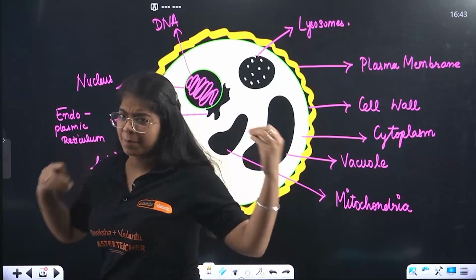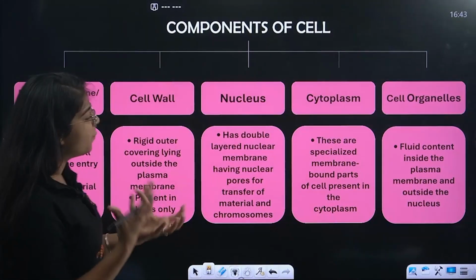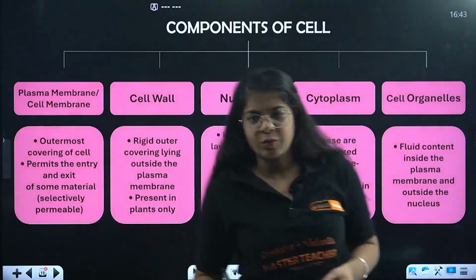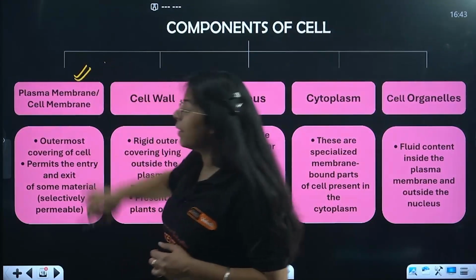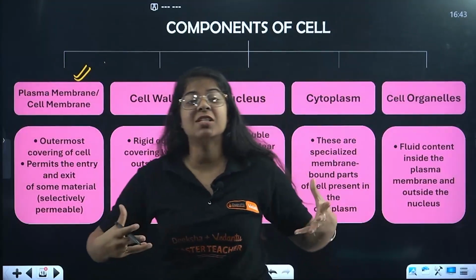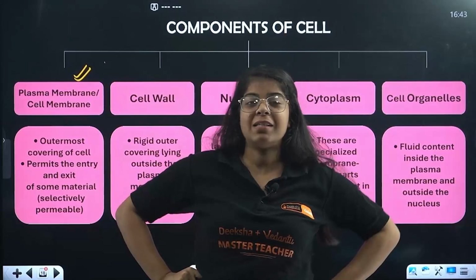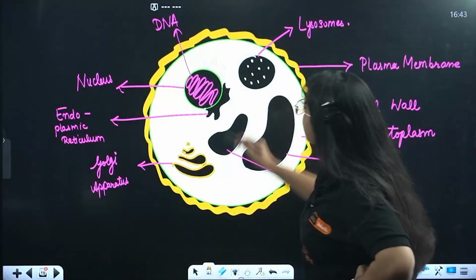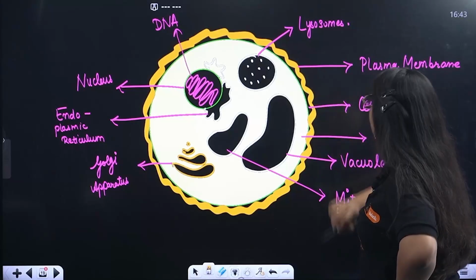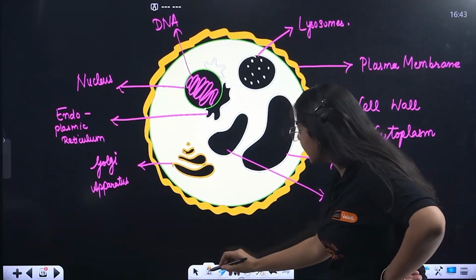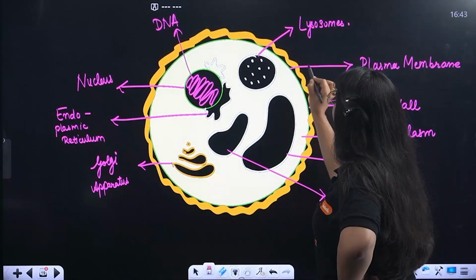Before I come back to this very interesting diagram, let's see what the components of the cell are that we are dealing with. First and foremost, bacha, we have the plasma membrane, or our cell membrane, which is like the boundary of our cell. It is the security guard of our cell, and that is what this wall is. Which wall? This green color wall, right? This green color wall, bacha, is your plasma membrane.